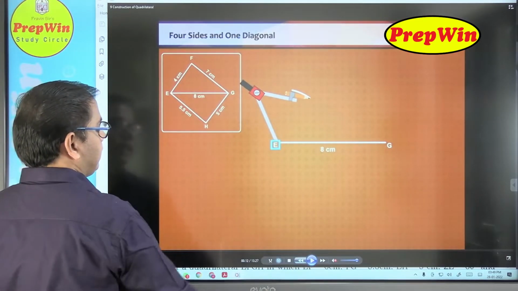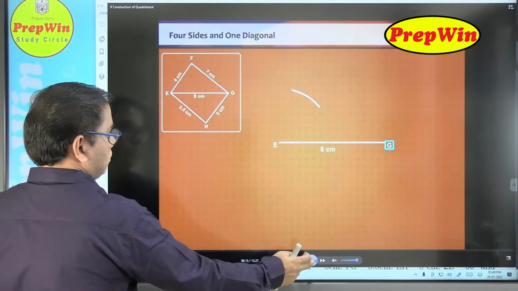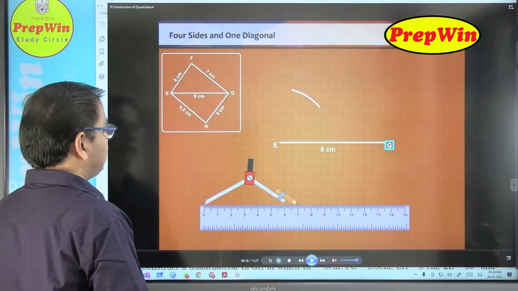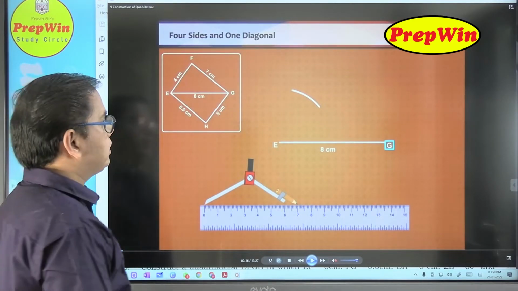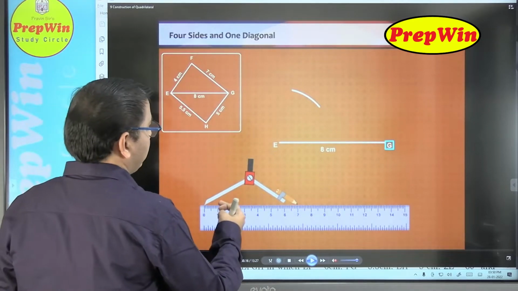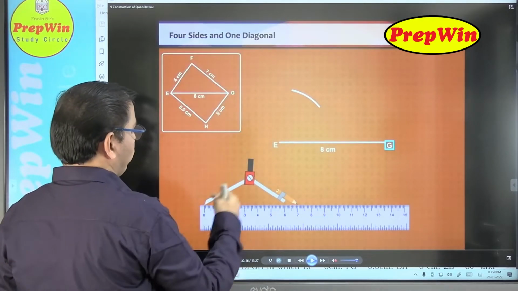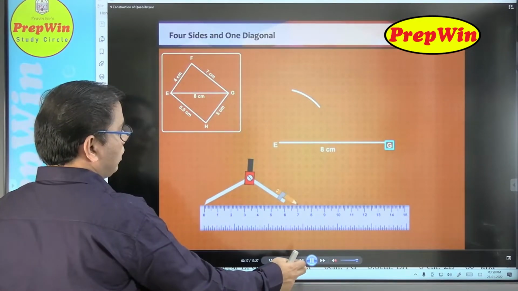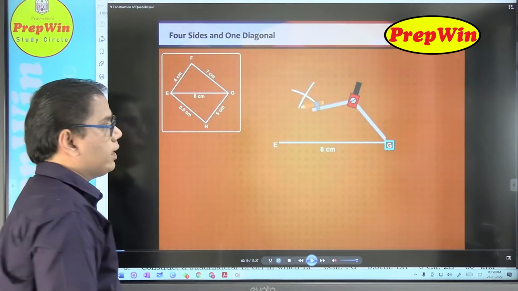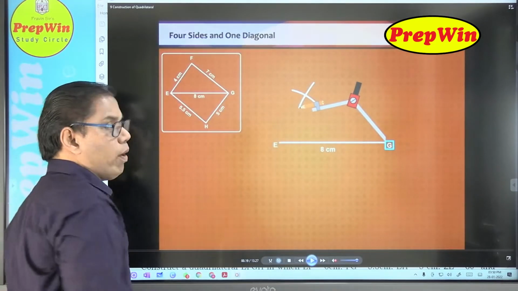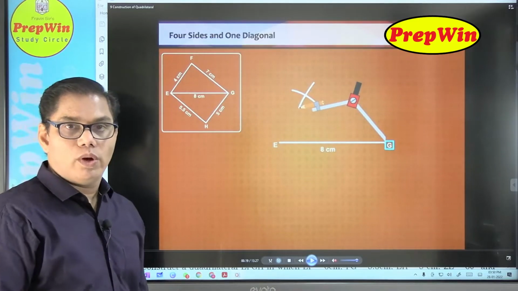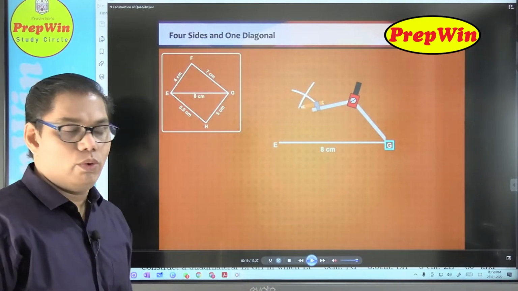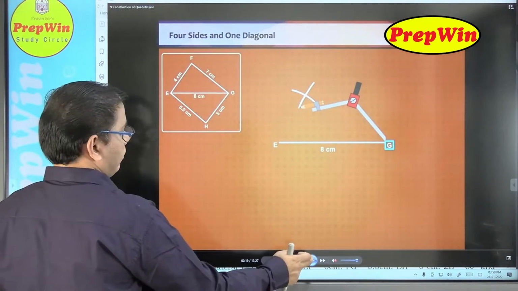Now take 7 centimeter on your compass. The distance between pencil and pointer will be 7 centimeter. Which length is 7 centimeter? GF. So pointer on G and you will cut the previously drawn arc. This point of intersection is point F. So you can always look at your rough diagram, so that is always very handy to find out whether you are going in the right direction or not.